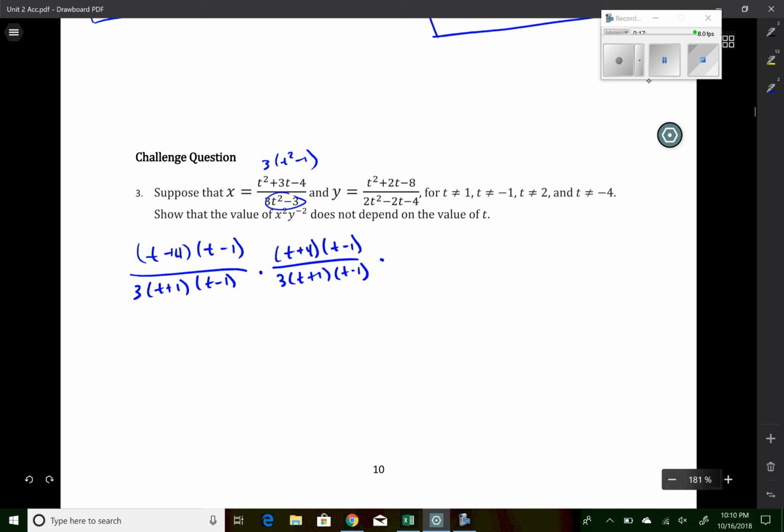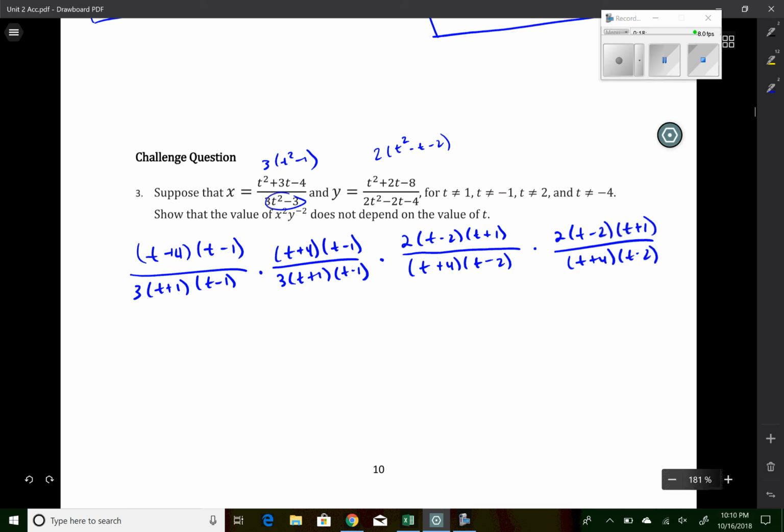Why is it flipped? Because it's a negative exponent, right? So I'm going to have a 2t squared minus t minus 2. So I'm going to have 2t minus 2, t plus 1. And I'm going to have a t plus 4, t minus 2. And I'm going to have that twice, 2t minus 2 because it's squared. And then we could see what reduces.